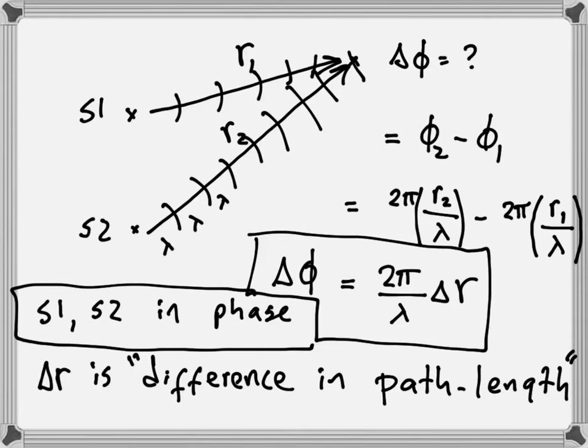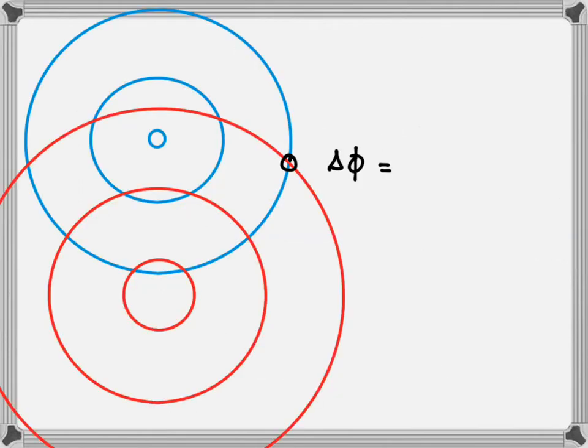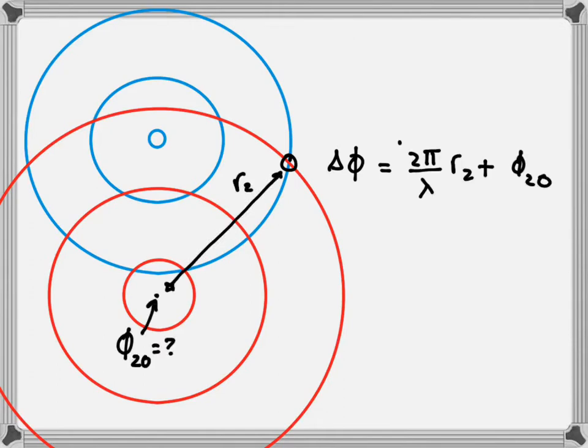The length of the path that wave number 2 takes is r2. The length of the path that wave number 1 took to go from the source to the point in space where we're evaluating this is r1. So delta r is the difference in path length. Now, in the most general situation, you would have two waves propagating in the same medium, and to calculate the difference in phase at some point, you would use the equation that we discussed before.